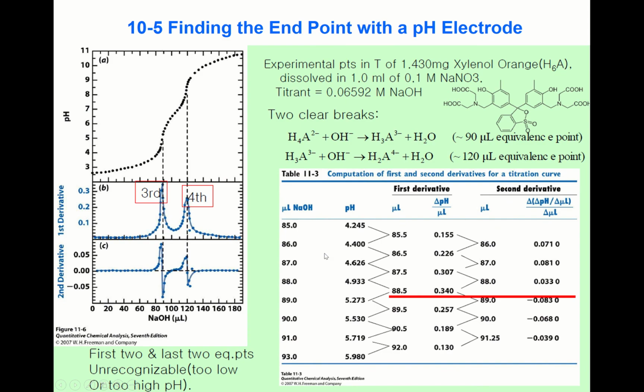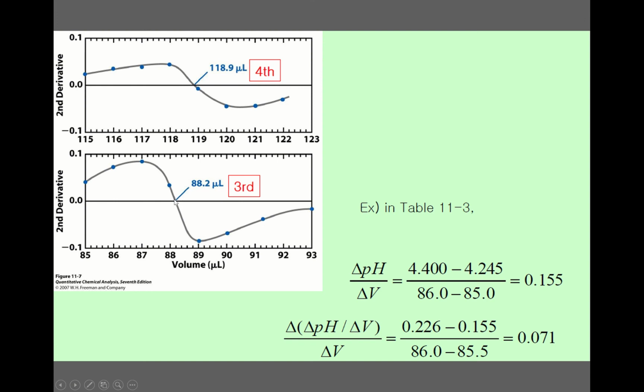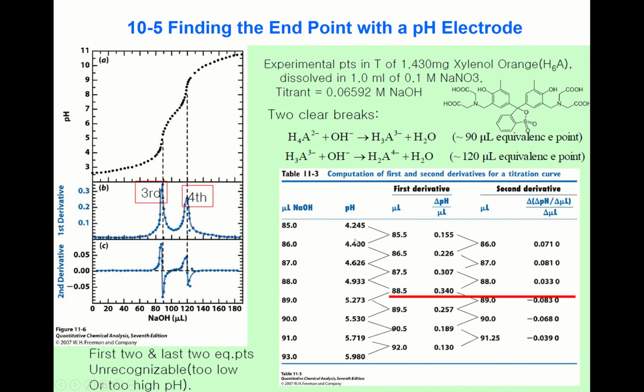Let's compare. From the first derivative, you got 88.5 microliters as the first equivalence point or end point. But from the second derivative, you got 88.2 microliters. There is some difference, by 0.3 microliters. But that's inevitable. Why? Because although these titration curves look very nice, the actual volume change is 1 microliter. That's the error source.